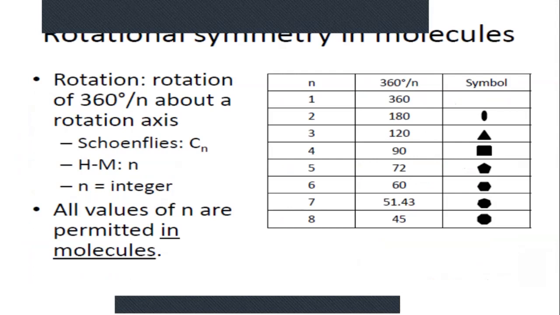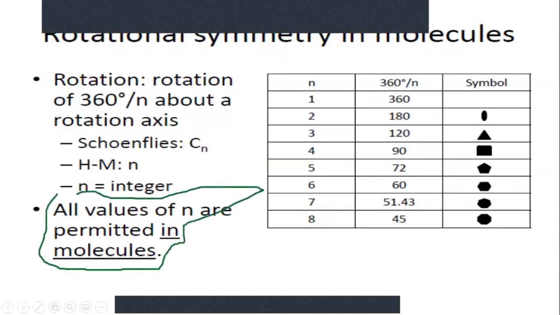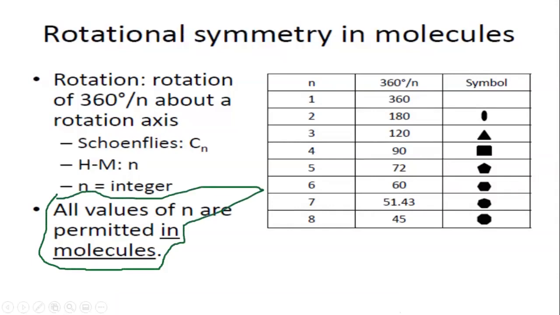So with rotational symmetry, we have anywhere from 1-fold rotation, where we have 360 degrees, up to an 8-fold rotation, which is 45 degrees. And note here on the second bullet, this is very important, that all of these are permitted for molecules. So if you have a molecule, all of these are allowed rotations. And remember this, because this is important when we talk about unit cells and crystallographic symmetry. We'll come back to this.